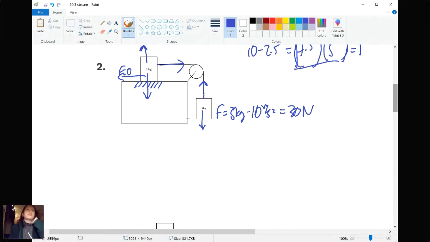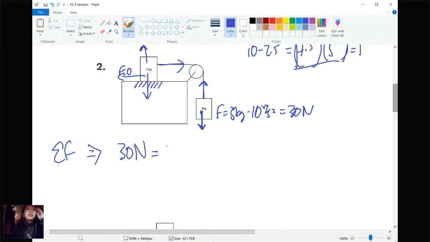So the total force that is pulling this entire thing down is the force of gravity acting down here, right? That's going to be 30 newtons. It is equal to mass. We want the total mass because we want to find the total acceleration. So this is the net force equation. There's a total of 30 newtons pulling along this line, causing this tension.